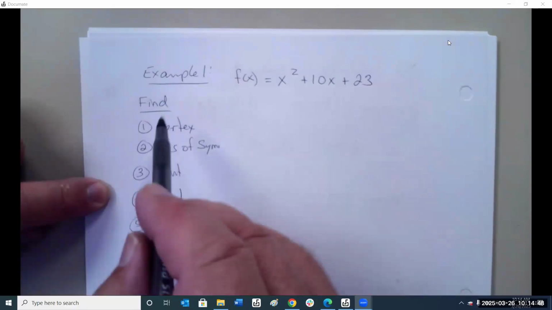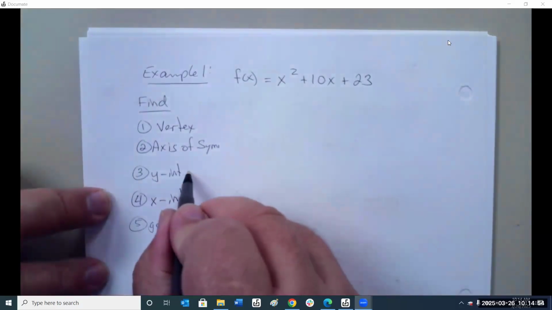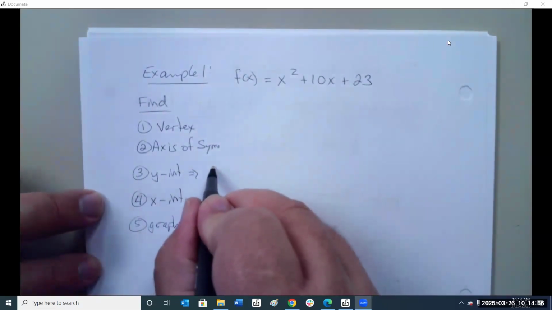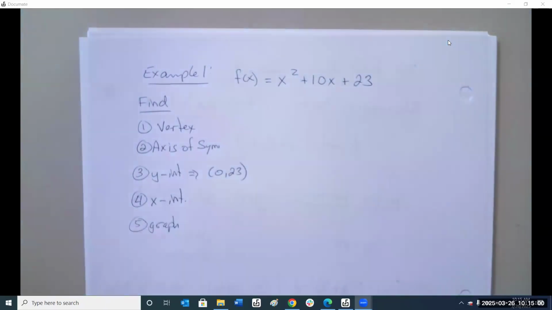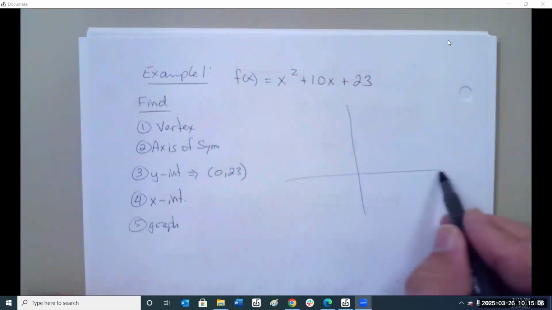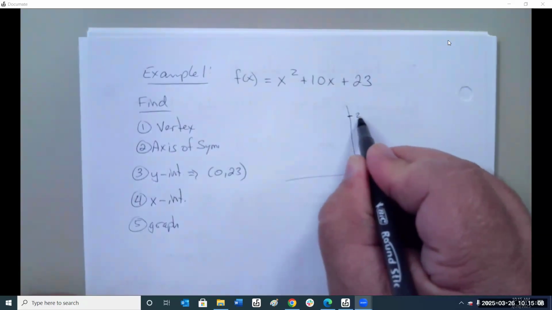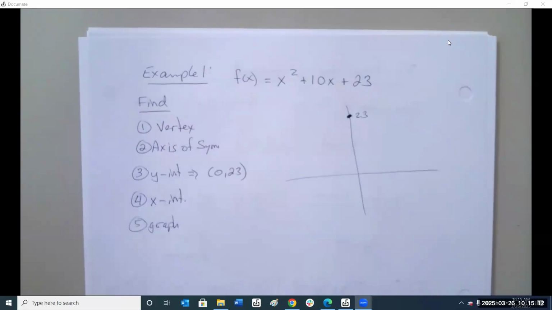Okay, can we do any of these without doing any work? Just by looking at it, what can we tell? The y-intercept, which is going to be what? 0, 23. Excellent. So at 0, 23, we have a y-intercept.